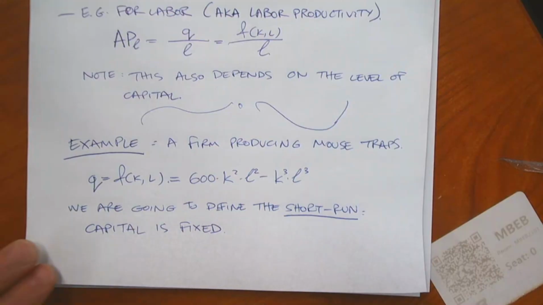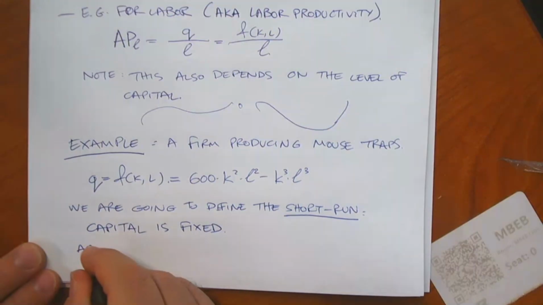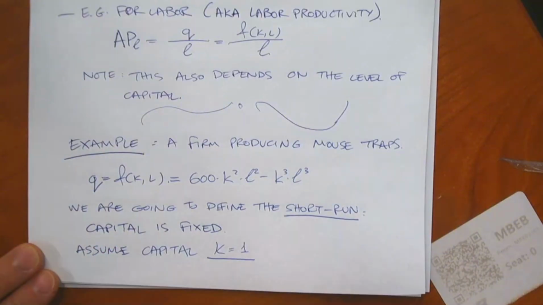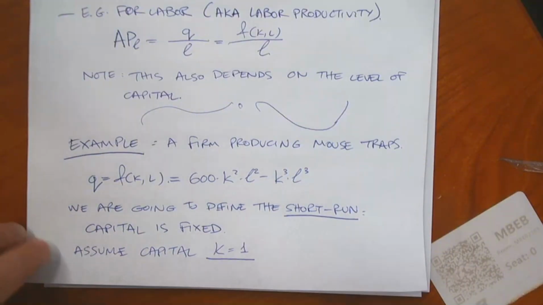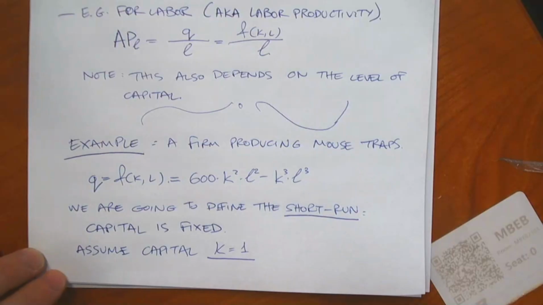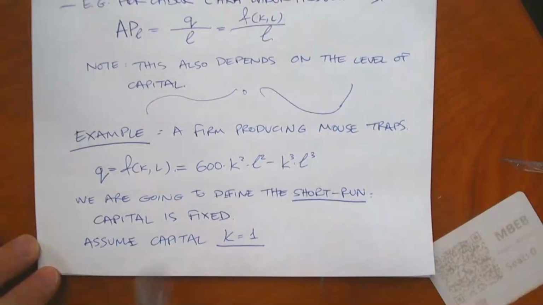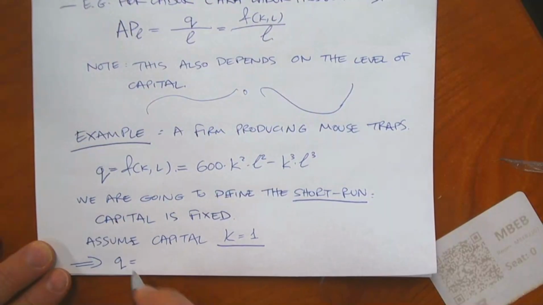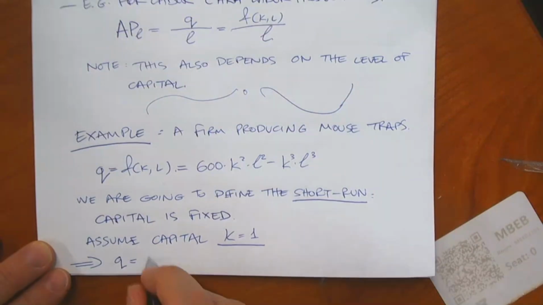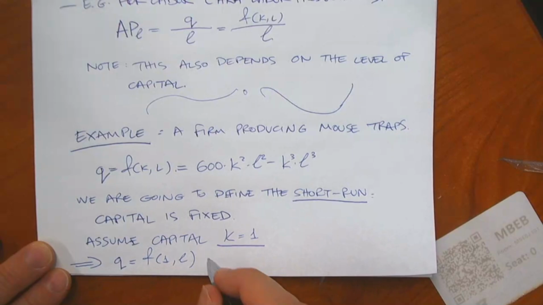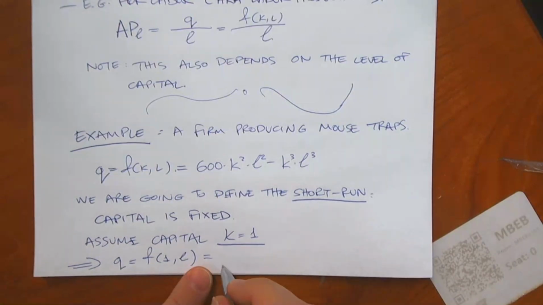So we're going to assume here that capital is fixed at 1, just to make our lives easier. K equals the value of 1. If that is the case, how can we rewrite this production function? Q is now going to be equal to f of 1, comma L. So this is really an f of L.